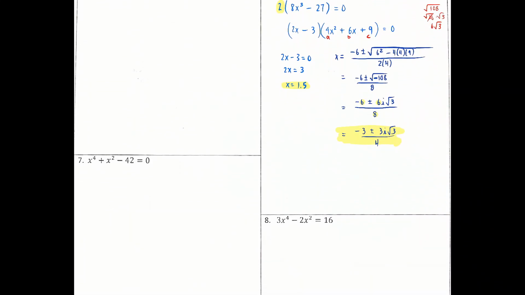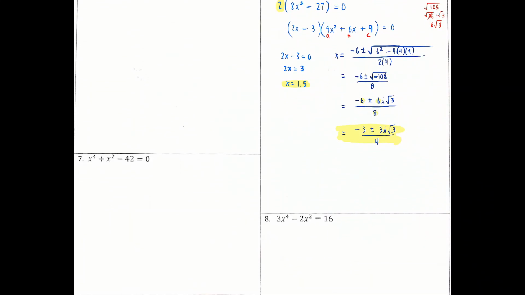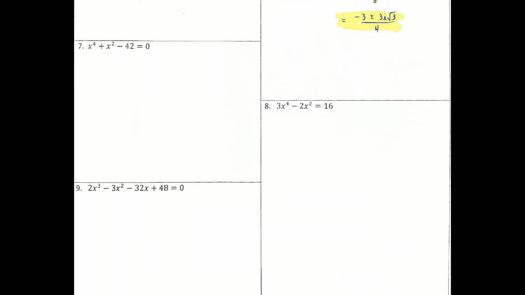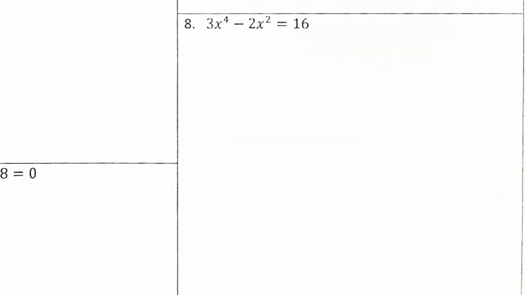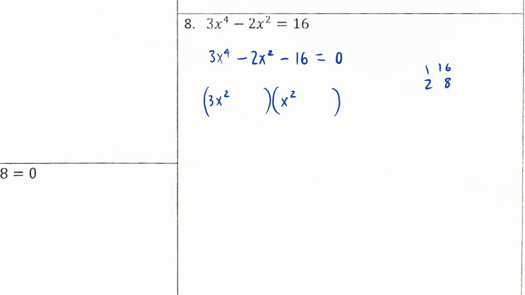Okay? And I know that was kind of intense, but that is the way it's done. Okay? All right, let me do number 8 and then number 9, and then I'm going to give you your work. First, let's get everything on one side. 3x to the 4th minus 2x squared minus 16. This is a trinomial. We're going to factor it into 2 binomials. That's 3x squared and x squared. To multiply to get a negative 16, let's see, we got 1 and 16, 2 and 8, 4 and 4.